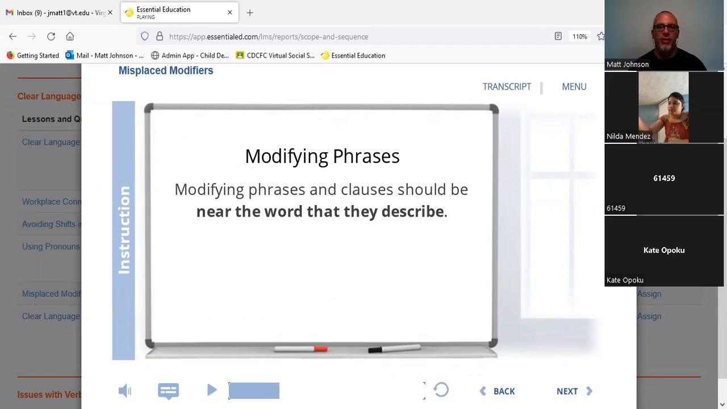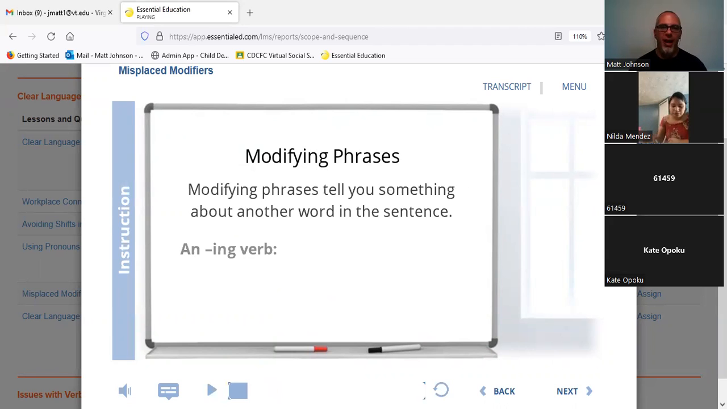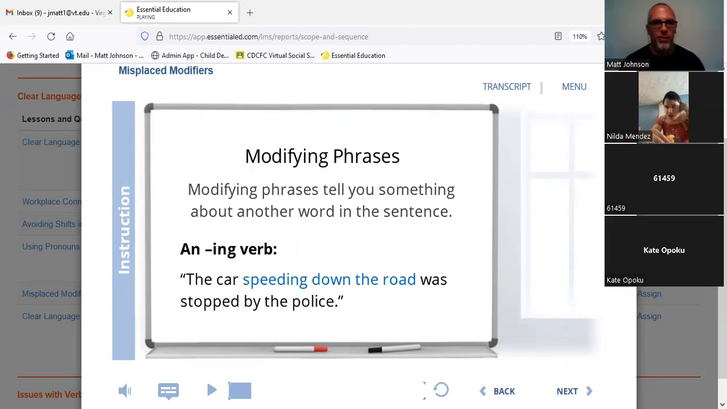Yeah, and you could see, right, those are the correct usage. And when we move things around is where we get in trouble. So right here, the car speeding down the road was stopped by the police. Now, if I move that modifier, which we tend to do, if I said the car was stopped by the police speeding down the road, now you're talking about the police speeding down the road, not the car that was speeding down the road.